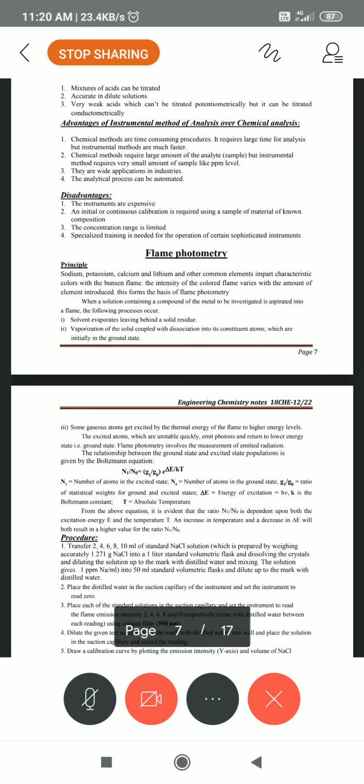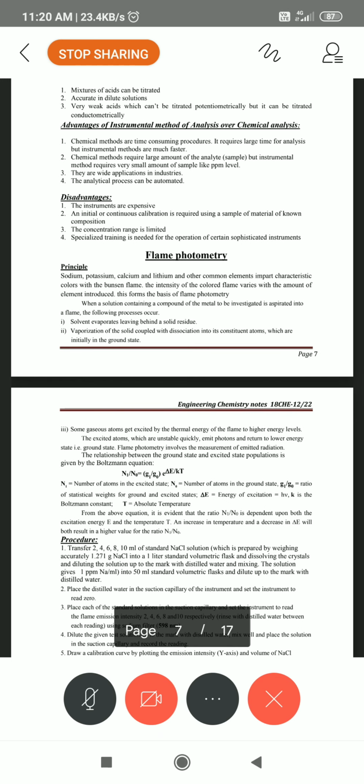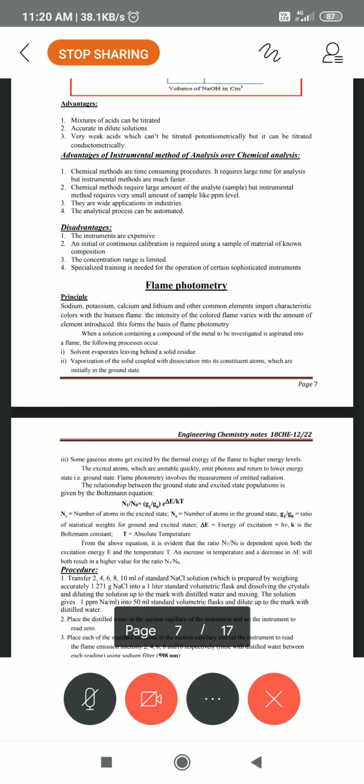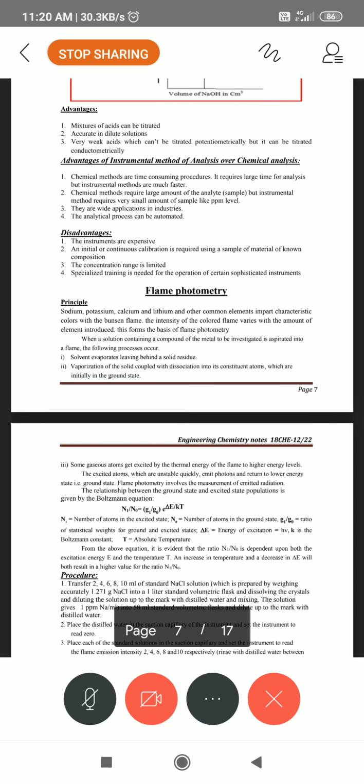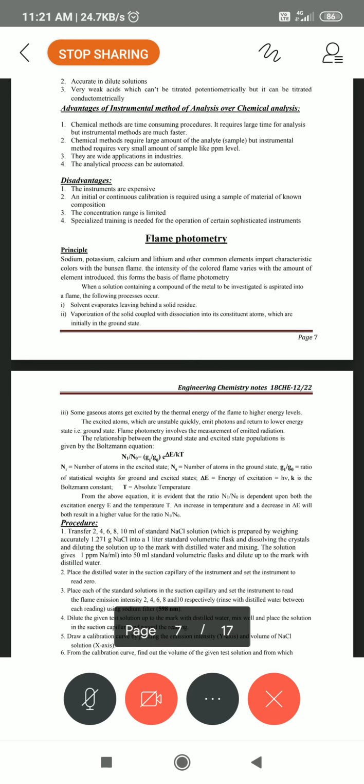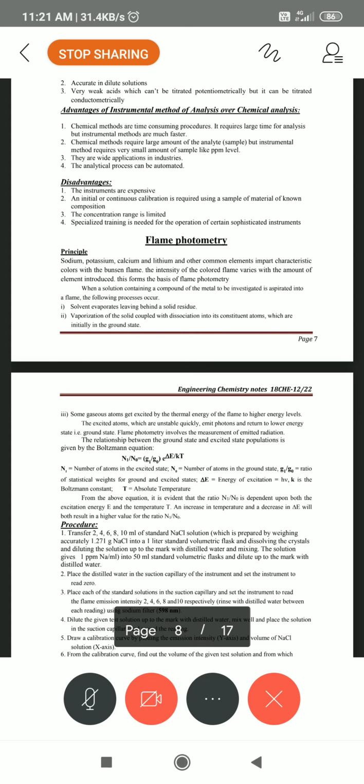That state of the atom we can call the excitation of the atoms, or the higher energy level or excited state. When it comes down to its ground state or lower energy level, at that time it emits the radiation.